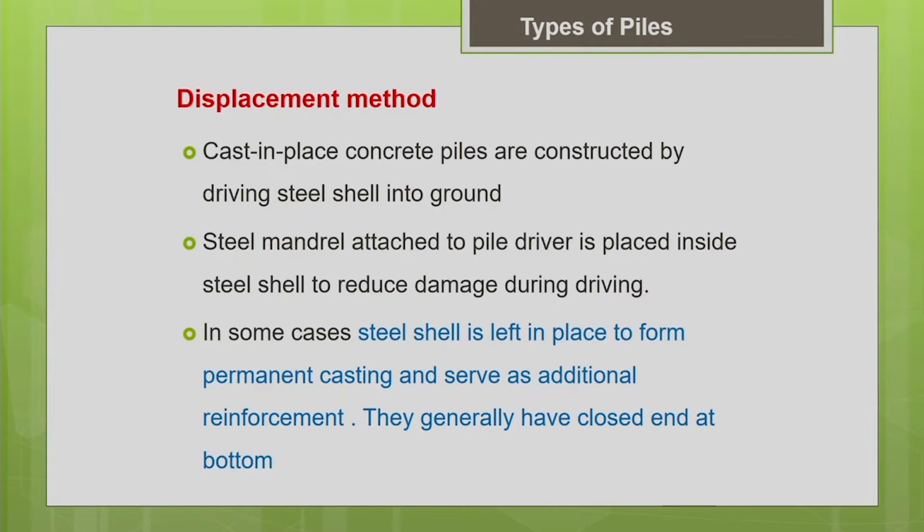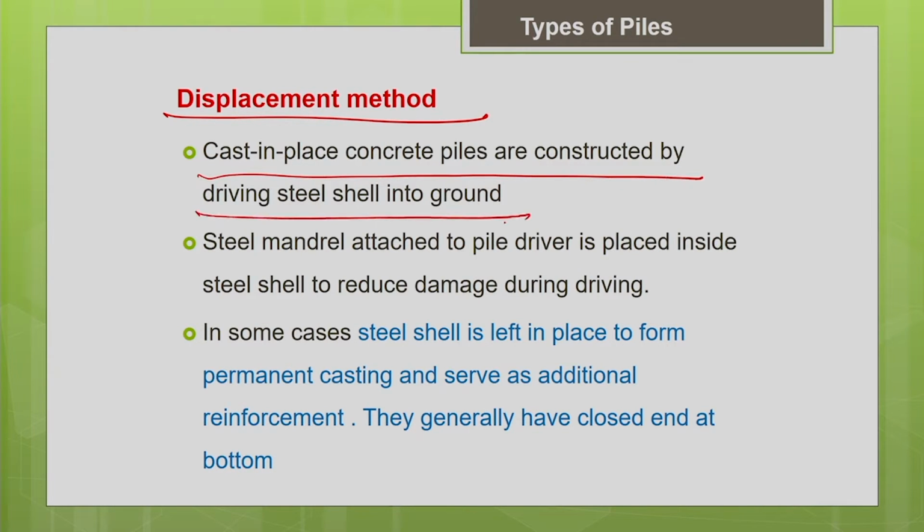So, let me summarize what we discussed earlier on the displacement method. So, cast in place concrete piles are constructed by driving the steel shell into the ground. Shell is your casing, and the steel mandrel is attached to the pile driver, is placed inside the steel shell. So, why the mandrel is placed? So that you can reduce the damage to your casing when you blow the hammer on top of it.